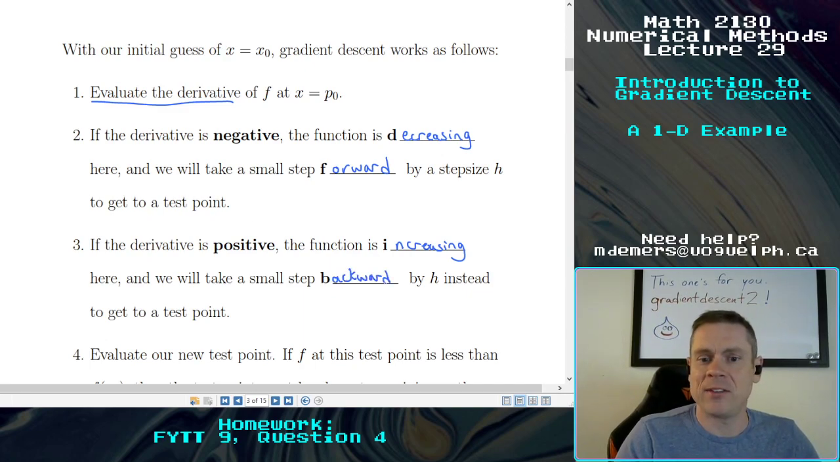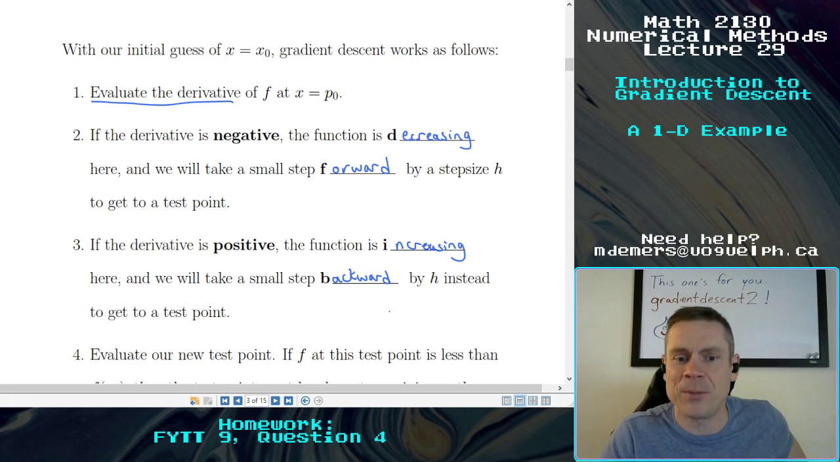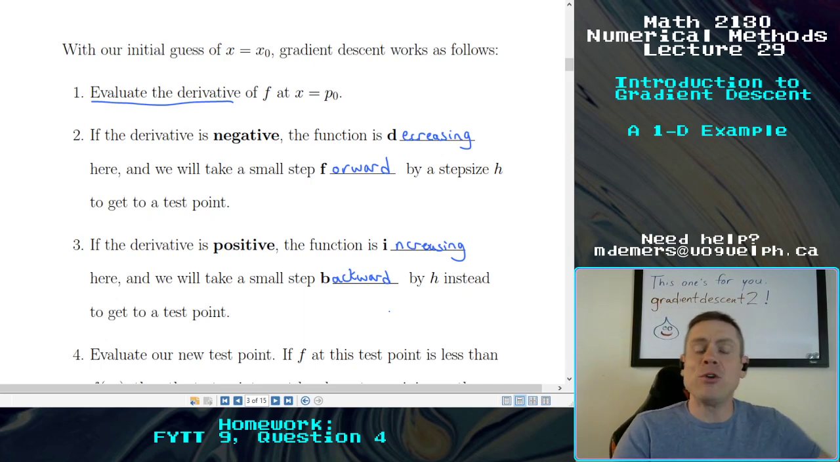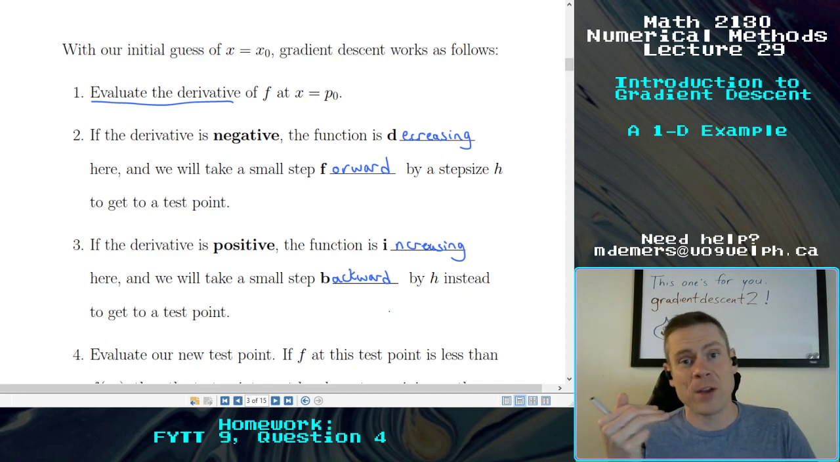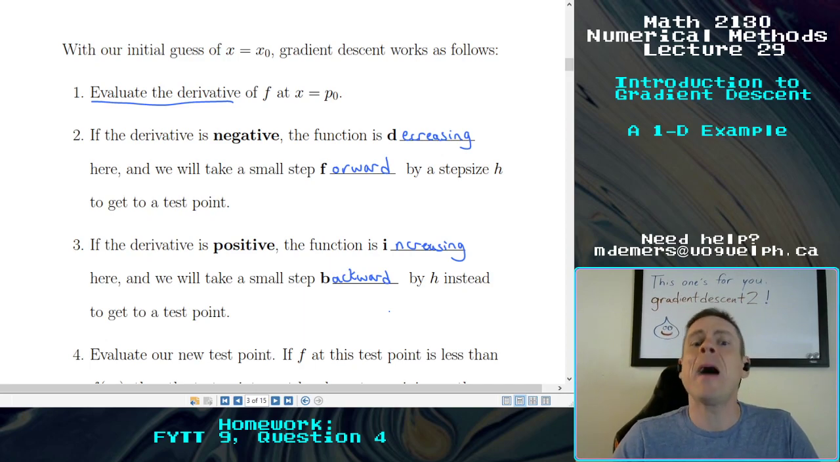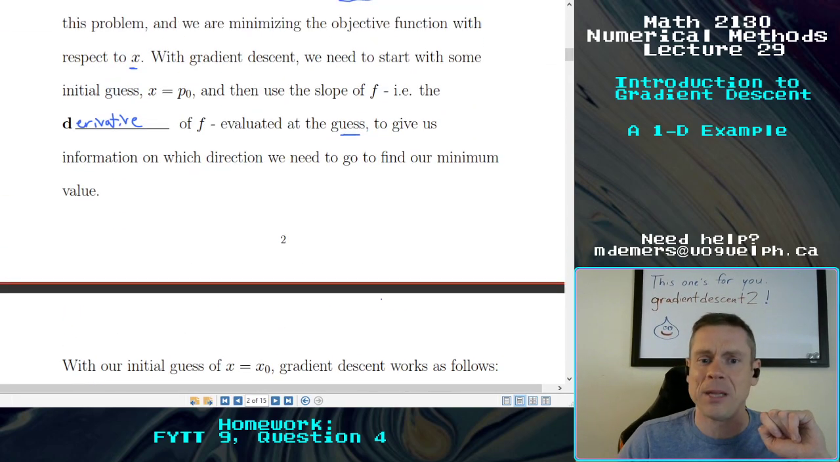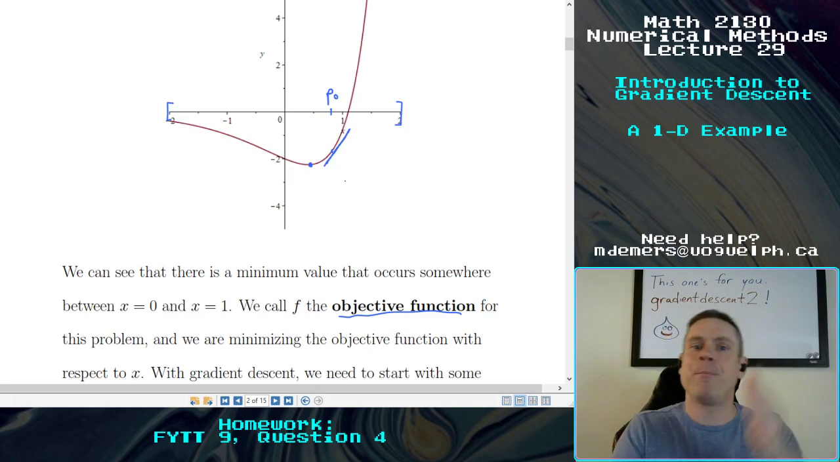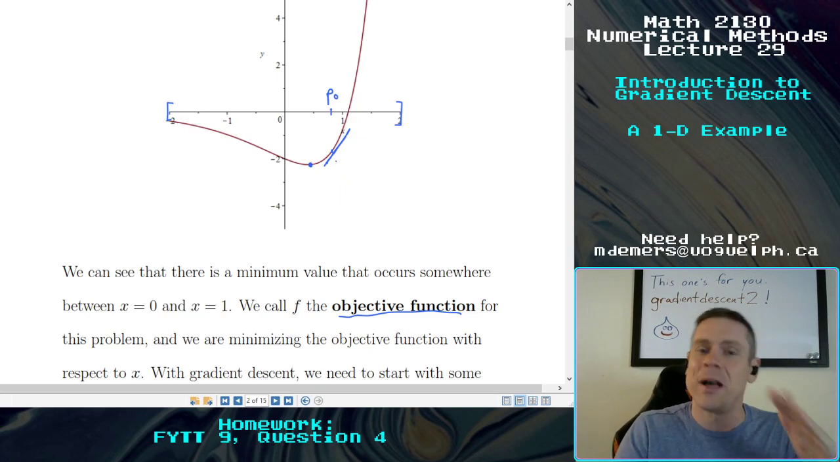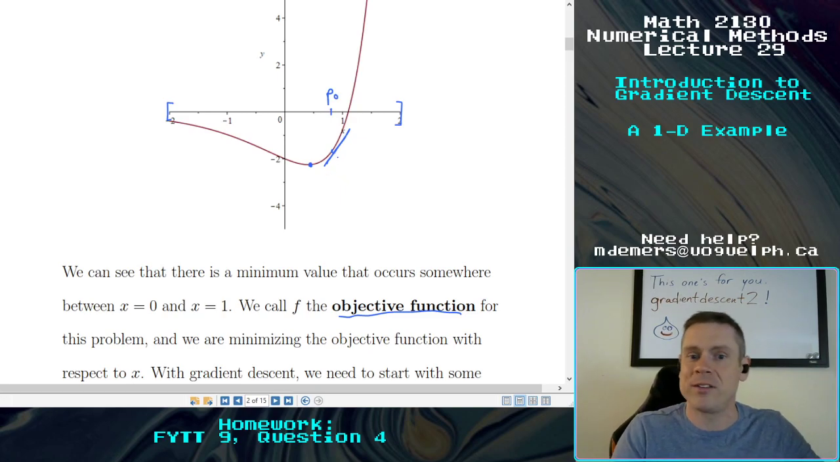We're dealing with step sizes again, so a step size of h, whatever that's defined to be, and we're going to evaluate our new test point. You can't take for granted that where you land is going to be less than where you started, supposing we're trying to minimize a function. Imagine if I go back up to this example, suppose my p0 is right here. I would check the derivative, I would see it's positive, and so I'd take a step backward to get to a next point.